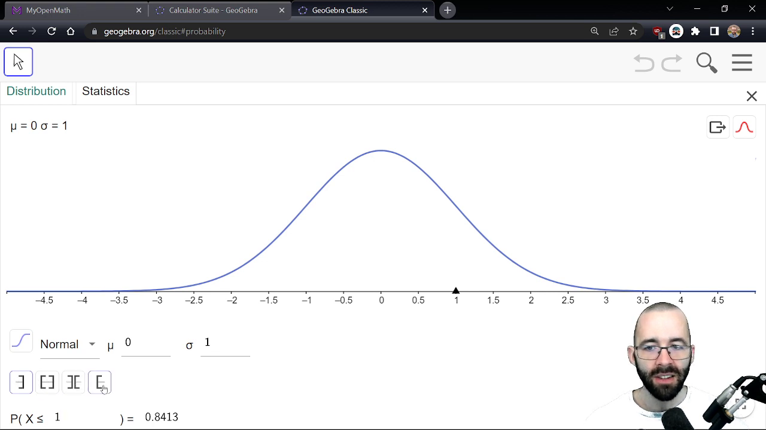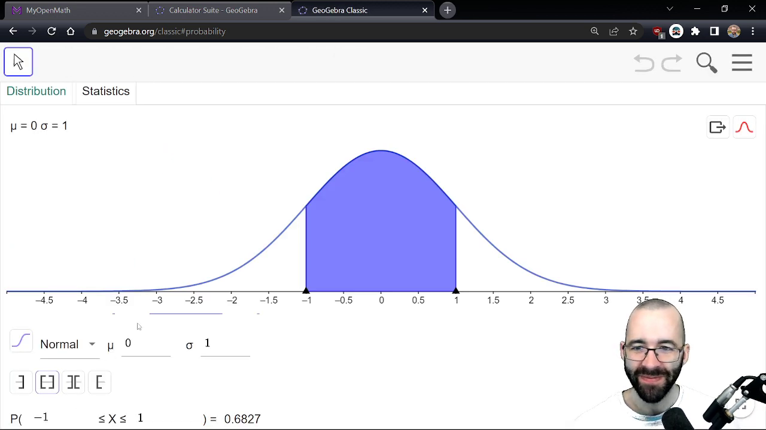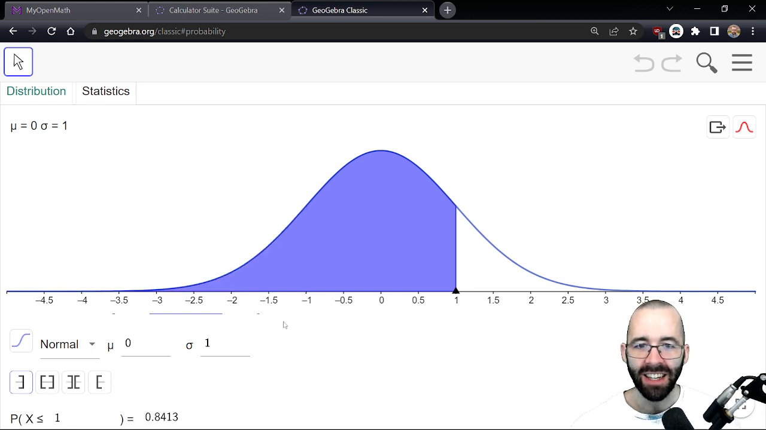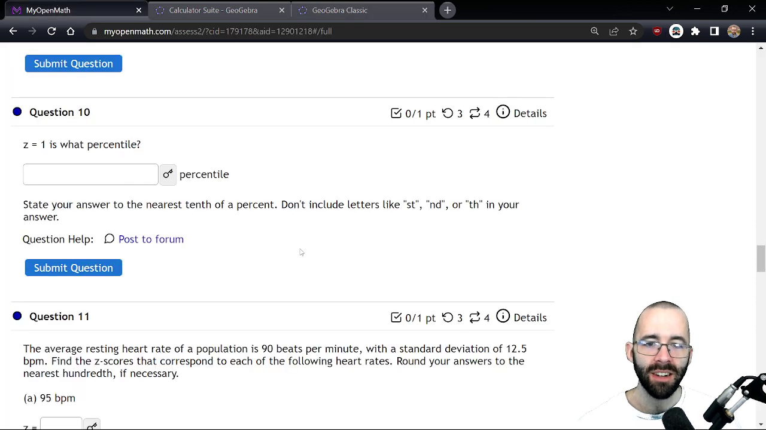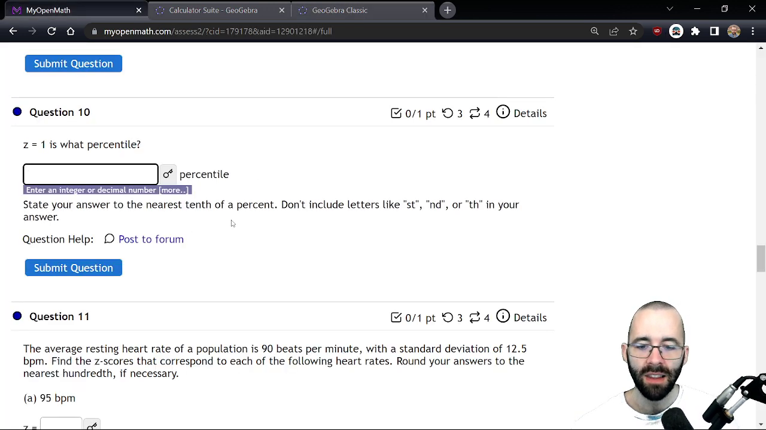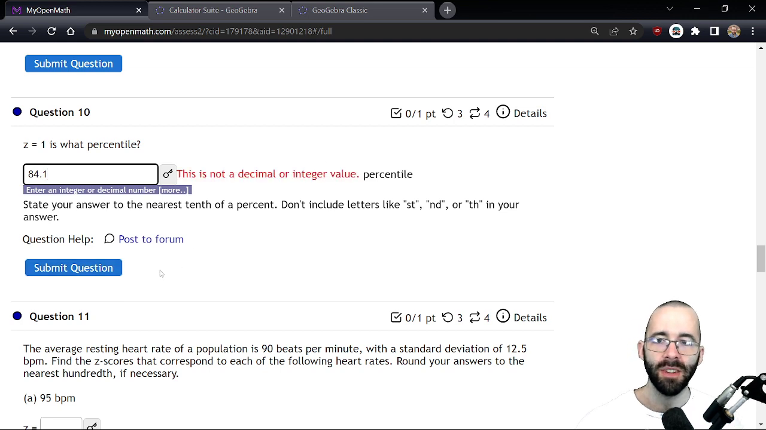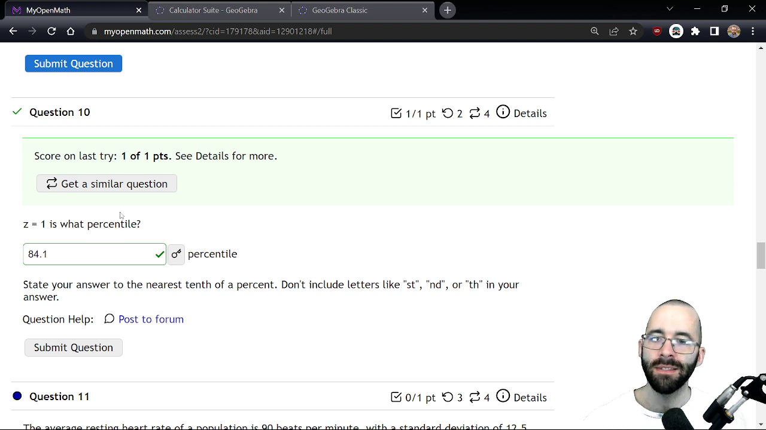We may have to click things around a little bit because GeoGebra sometimes gets a little unhappy. We're going to refresh. All right, click here, click 1. Oh, 84th percentile. Z equals 1 is above 84.13% of the data. Nearest tenth of a percent, 84.1 percentile, right? Yep, there we go. And don't write this, just put the number. Great.